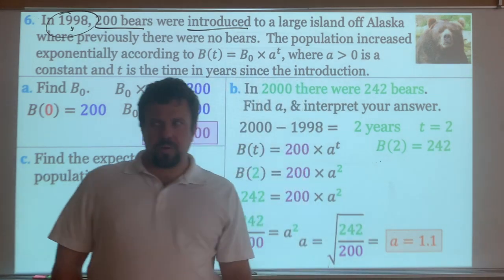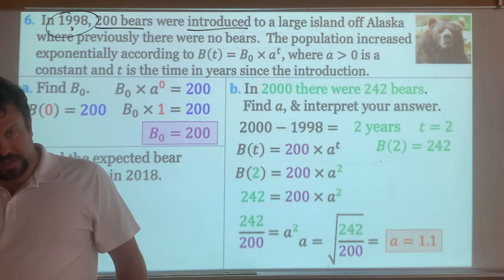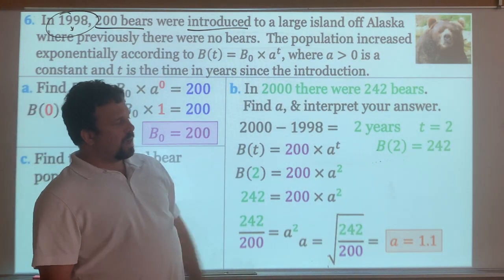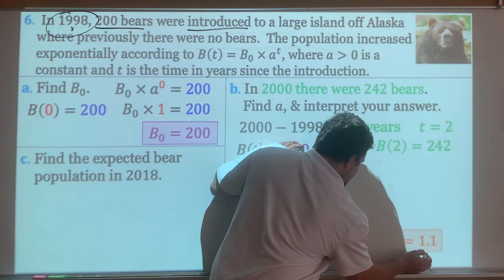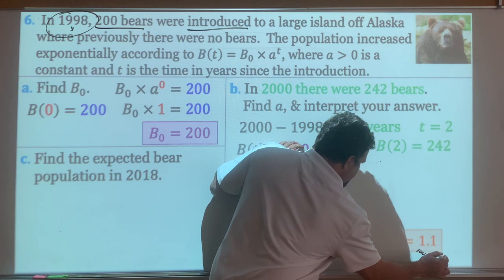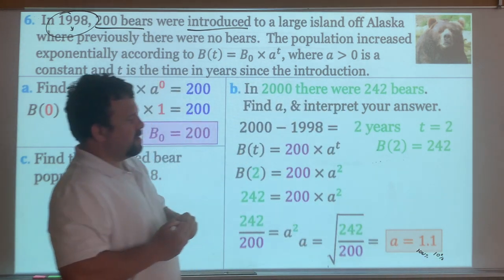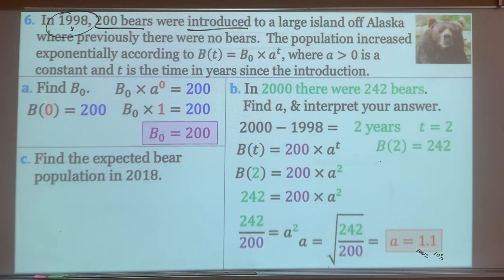if A is 1.1, is the number of bears increasing or decreasing every year? How much is it increasing by? Well, if this 1 is 100%, this 1 is a 10%. So it's increasing by 10% each year. Now, we can use that info to really go to town on this problem.